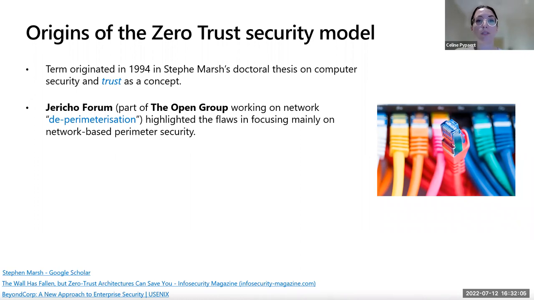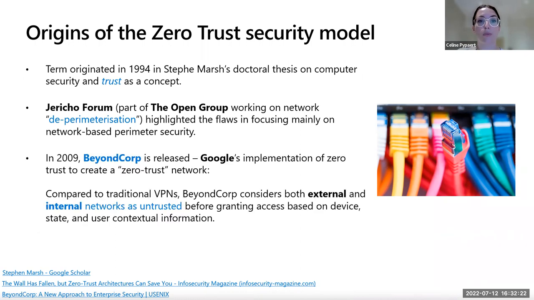So meaning going away from the traditional, the network is the perimeter, and once you're inside, it's trusted, and going away from only looking at the perimeter, right? Because that tends to be more the tradition in security, but there are quite some flaws there. And so rather than focusing on only network-based perimeter security, the Open Group and Jericho Forum wanted to improve that. Later on, they then started using Zero Trust and building on that.